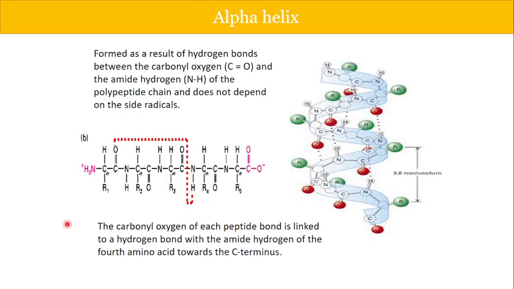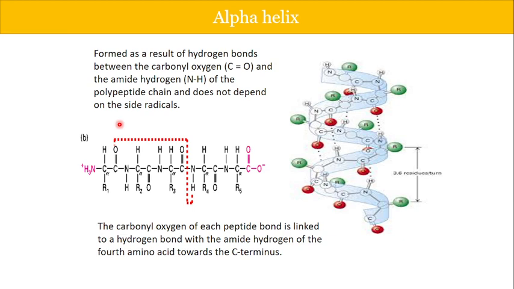So what is an alpha helix? It is formed as a result of the hydrogen bonds between the carbonyl oxygen and the amide hydrogen of the polypeptide chain, and it does not depend on the side radical. So it is the interaction between the carbonyl oxygen and the amide hydrogen.